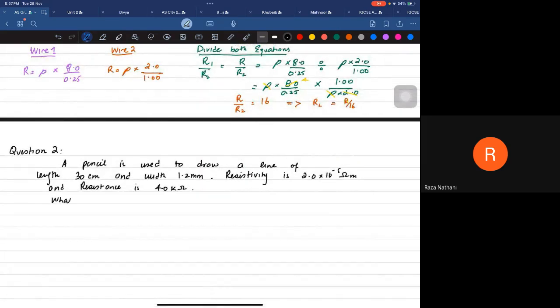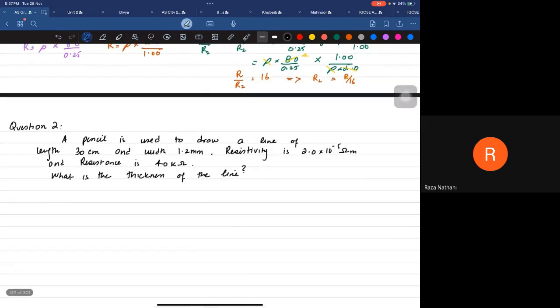This asks what is the thickness of the line. Now, from this question, I should understand that it's not something of a circular cross section. We're dealing with a rectangular cross section here. And naturally, what they're really trying to ask you is that this line has a length of 30 centimeter. You also have the width of 1.2 millimeter, and you want to find this thickness T. Okay.